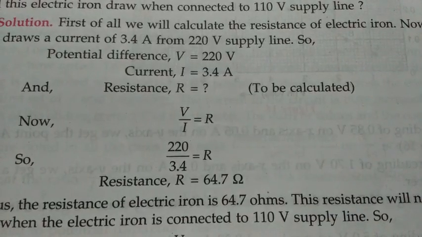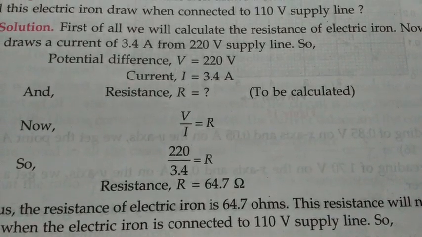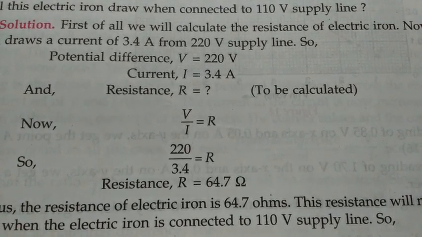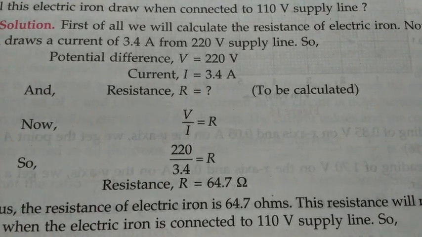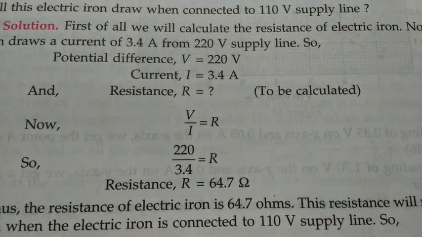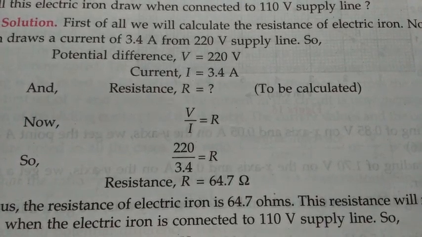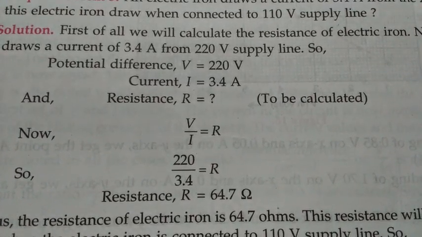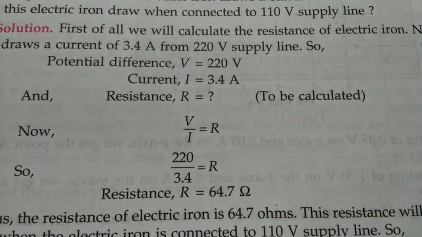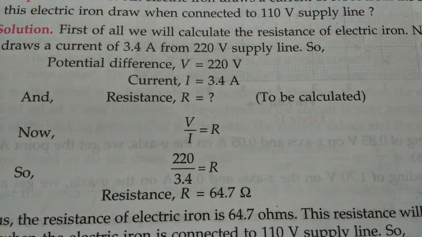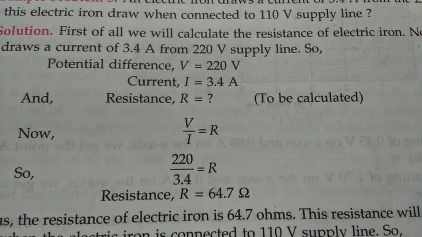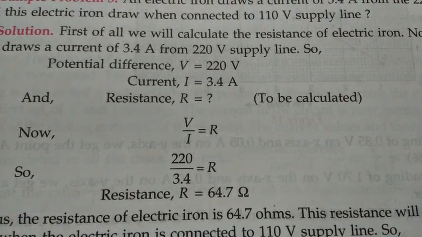So here you can see we have found the resistance. V equals 220 volt, I equals 3.4 ampere. Then from Ohm's law, R equals V upon I. By putting the values, we got R equals 64.7 ohm. And this value of R is constant for that particular device. So in the second case, we know the value of volt, and now we know the value of resistance also, because resistance will be the same.